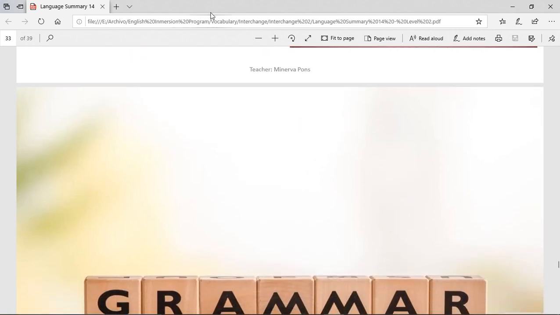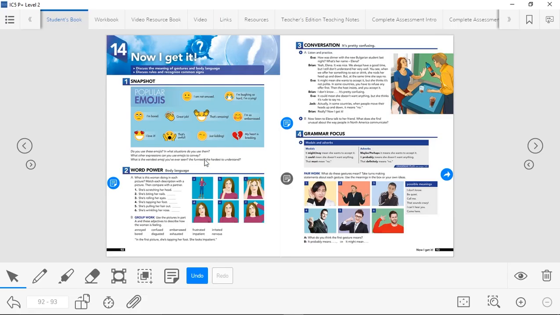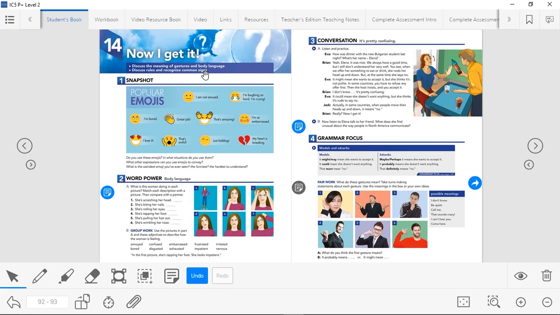Okay, very good. That's everything for the vocabulary for today, but now let's go to the book. We're starting unit 14. It's called Now I Get It.